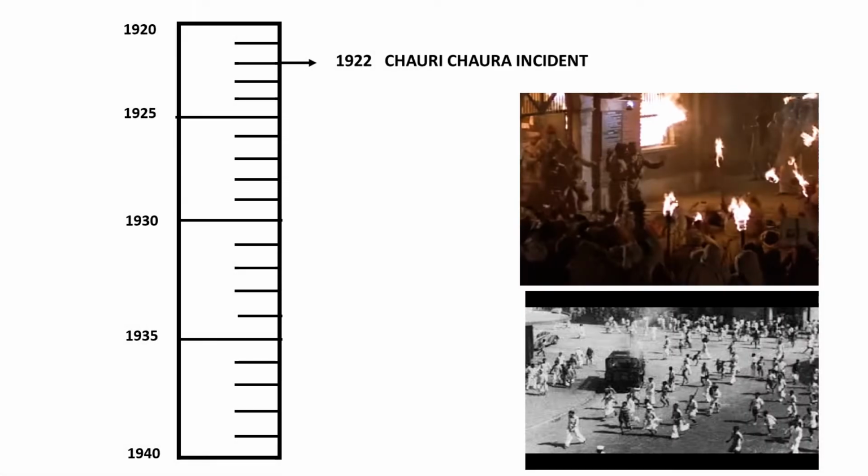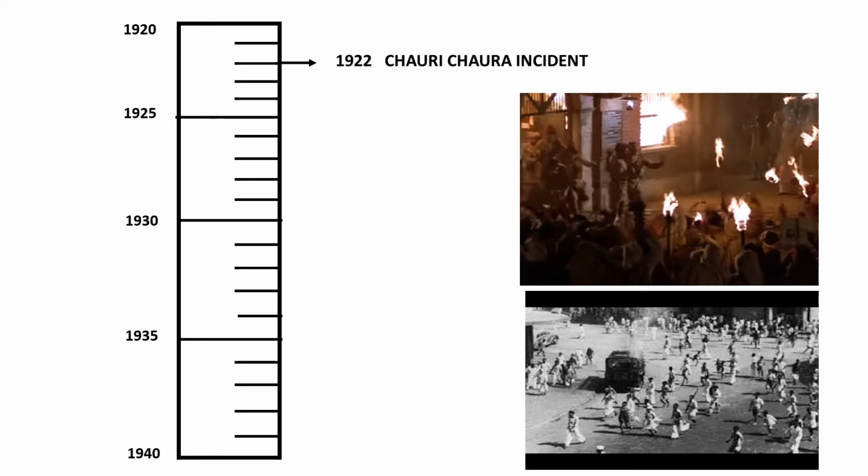1922 Chauri Chaura Incident. The Chauri Chaura incident took place on 4th February 1922 at Chauri Chaura in the Gorakhpur district of United Province, that is present Uttar Pradesh, when a large group of protesters participating in the non-cooperation movement clashed with the police, who opened fire.